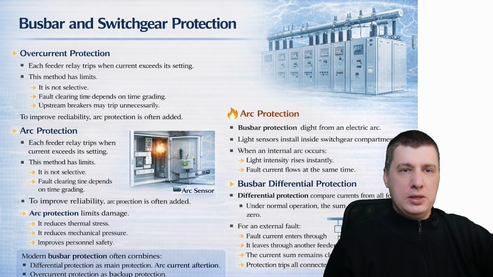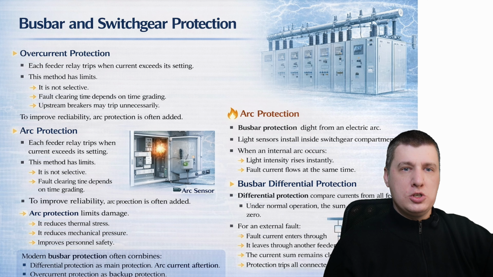To improve reliability, arc protection is often added. Arc protection detects light from an electrical arc. Light sensors are installed in switchgear components. When an internal arc occurs, light intensity rises instantly. Fault current flows at the same time.